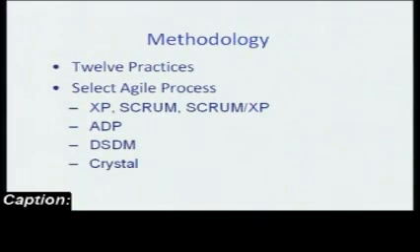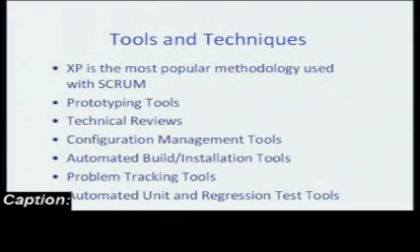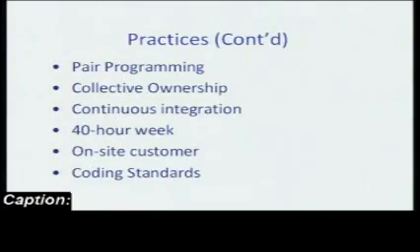So for the methodology, we have 12 practices. To select the process, there are different methods: XP, Scrum, Scrum and XP, ADP, DSDM, Crystal, and others. Tools and techniques: most of the time XP and Scrum work hand in hand. You need the same tools that we've been talking about: prototyping, configuration management, automated build, tracking, and automated unit and regression test. We cover the practices: pair programming, 40-hour week, coding standards.